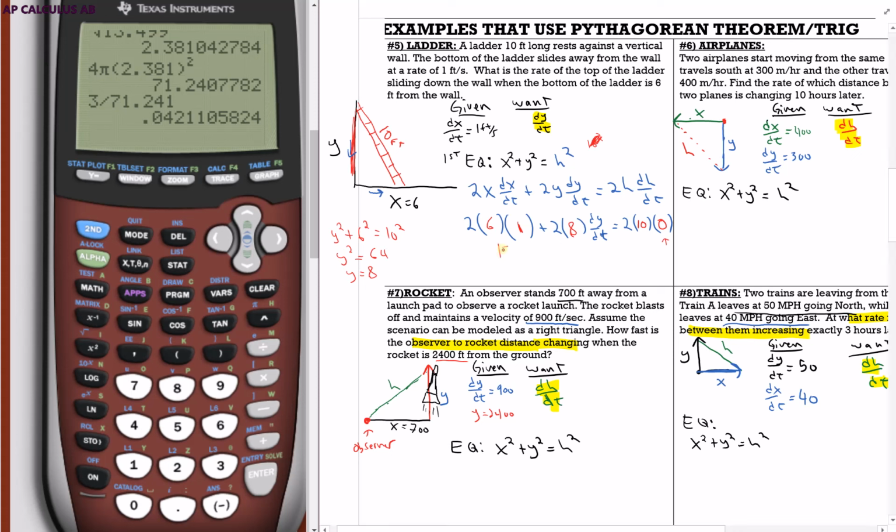This is going to be 12 plus 16 dy dt equals 0. Now we're just going to subtract 12 and divide by 16 to get dy dt equals, and then we'll simplify that as well, negative 3/4. And the units: y is measured in feet, t is measured in seconds. So again, that's negative 3/4 feet per second.